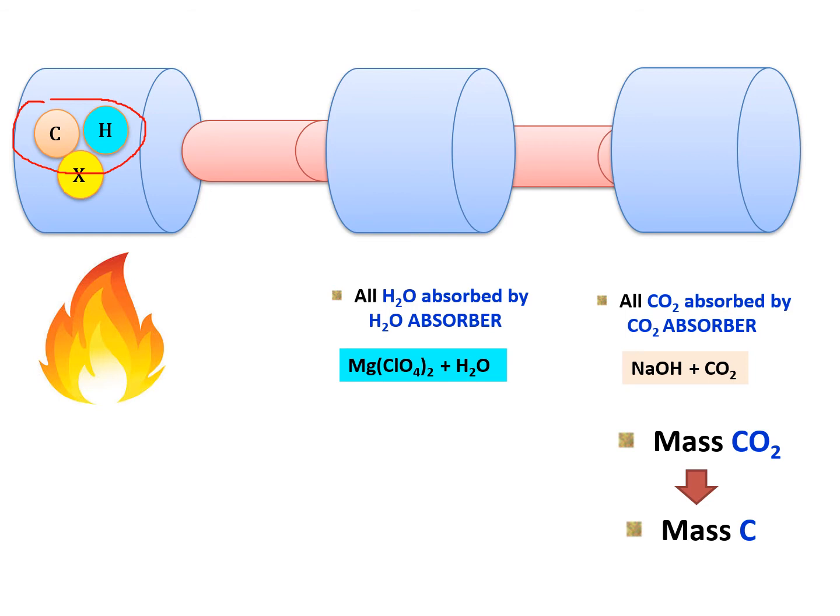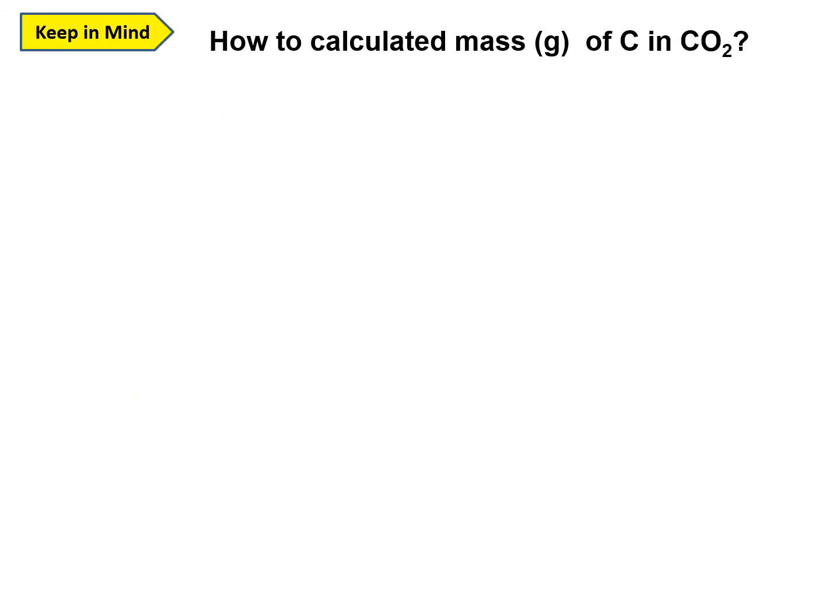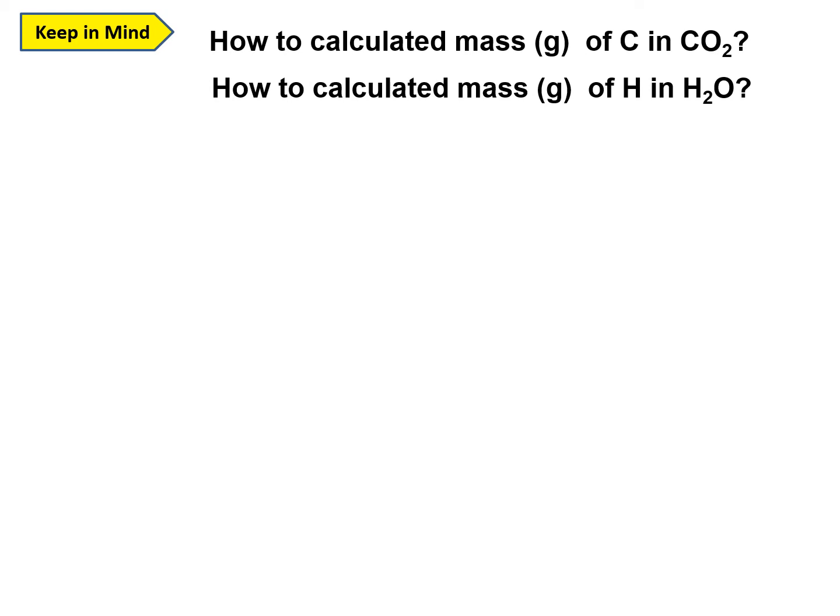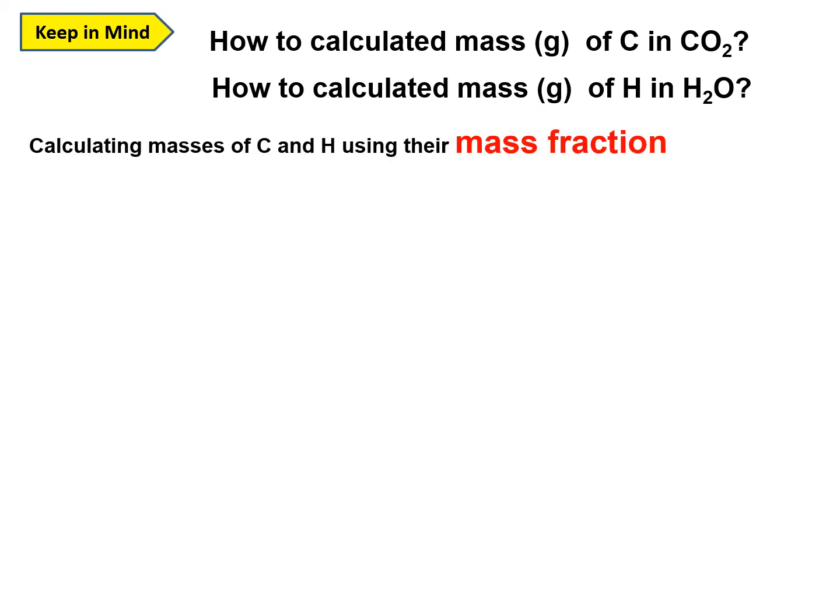Meaning that from this process, all carbon is converted to CO2, so we can get the mass of carbon from CO2. All hydrogen is converted to H2O, meaning that we can get the mass of H from H2O. Just now we know mass of carbon comes from CO2 and mass of hydrogen comes from H2O. So how do we calculate the mass of carbon and hydrogen in the sample from the CO2 and H2O?